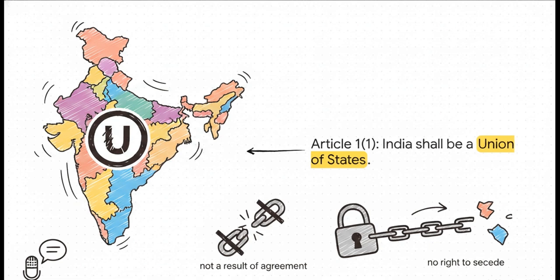the word federation. Dr. Ambedkar explained that using the term union indicates 2 very specific things. First, the Indian Union is absolutely not the result of an agreement among independent states. And second, the states have zero right to secede from the union.